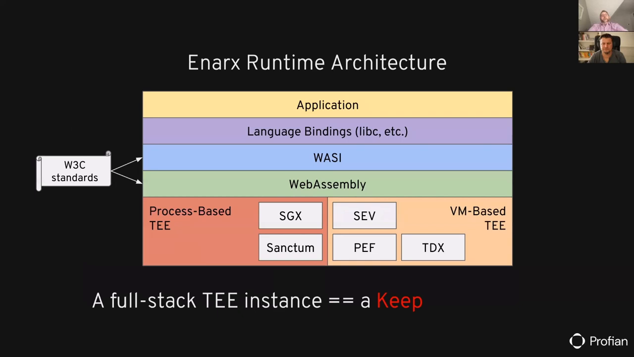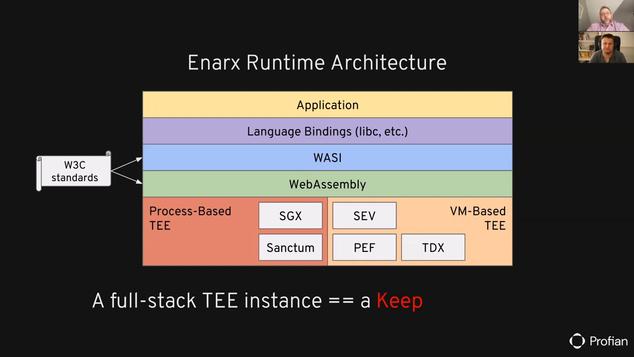So the way that we abstract across all of these is that we use WebAssembly as a runtime. What we want to do is have all the hardware stuff lower on the stack export a single interface that is usable for WebAssembly. And WebAssembly, of course, is a W3C standard. So this is not something that we are building ourselves. You don't write your application to Enarx. You write it in your normal language with your normal APIs, and you compile it to WebAssembly and then deploy it.